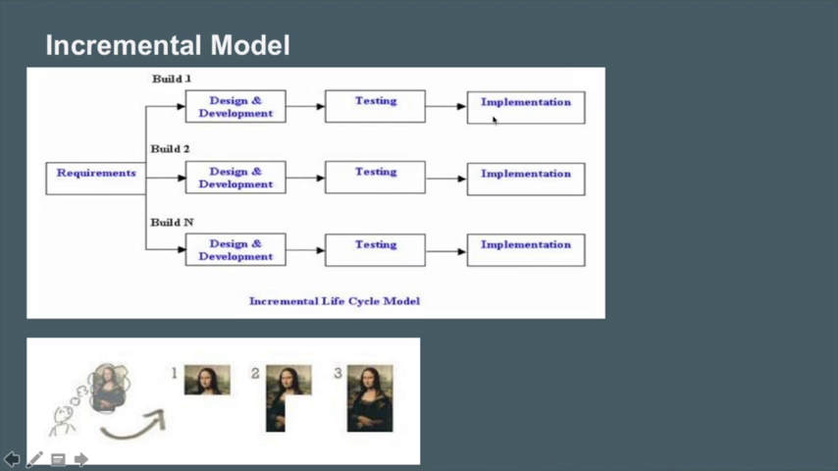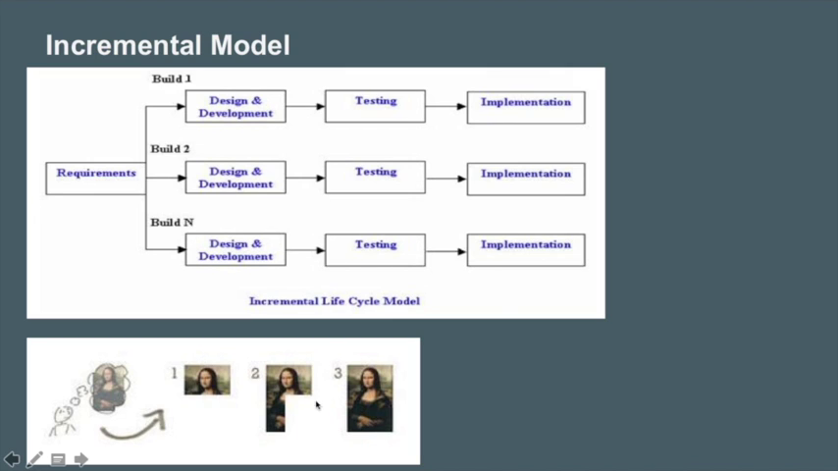A working version of software is produced during the first module, so you have working software early during the software lifecycle. Each subsequent release of the module adds function to the previous module. The process continues until the complete system is achieved.